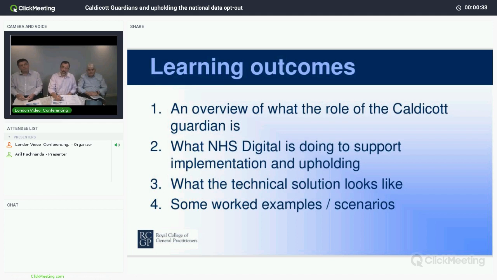So we'll be covering the role of the Caldicott Guardian in general, the support that NHS Digital has got to provide for us for implementing and upholding the national data opt-out. We'll have a description of the technical solution which is going to enable this, and then we'll be talking through some worked examples just to show how it actually all pans out in practice.